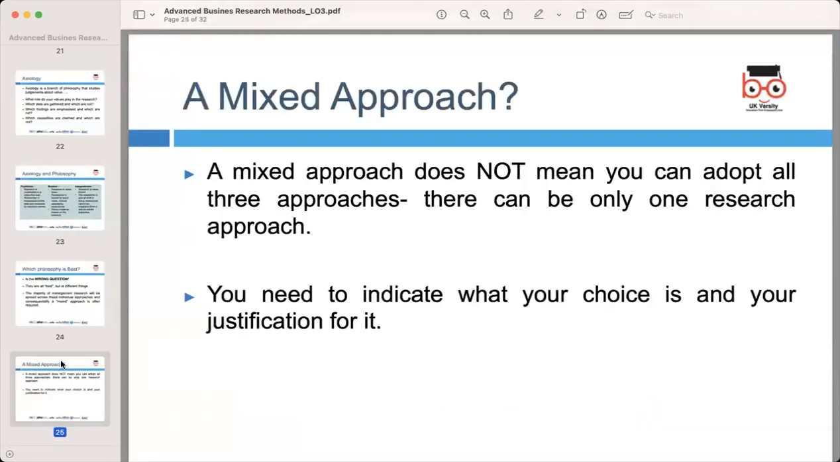Mixed approach does not mean you can adopt all three approaches. There can be only one research approach, so you need to indicate what your choice is and your justification for it.